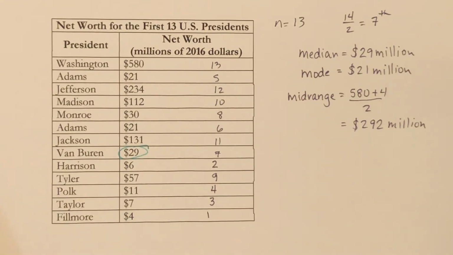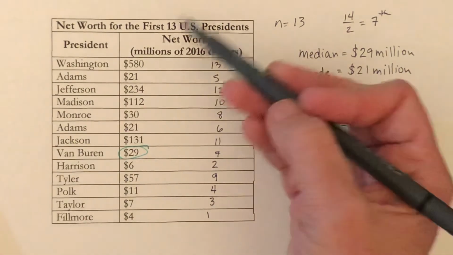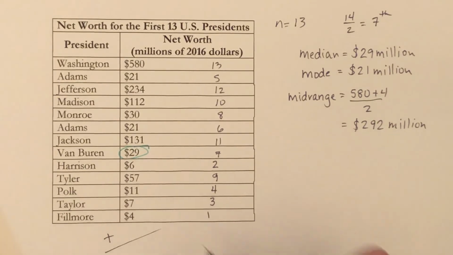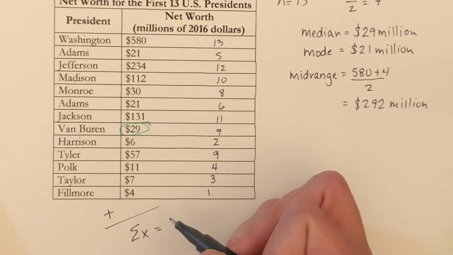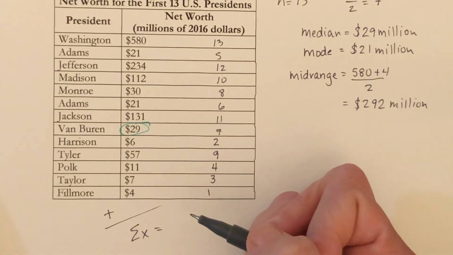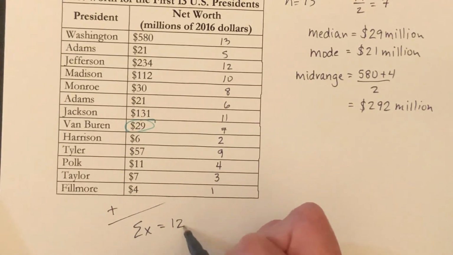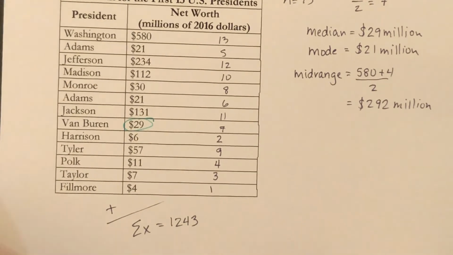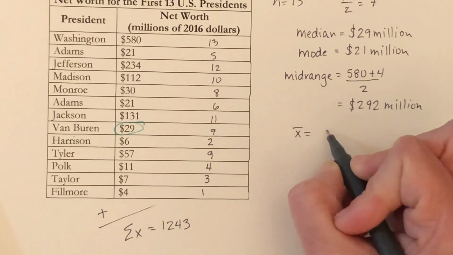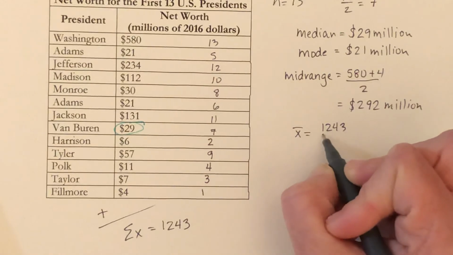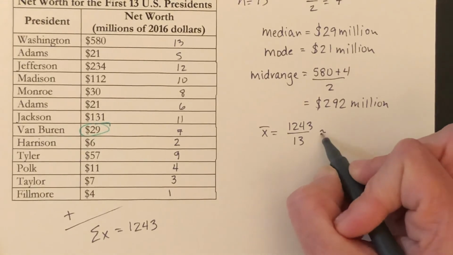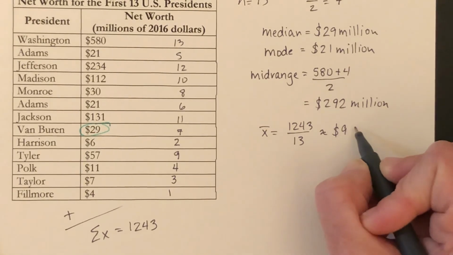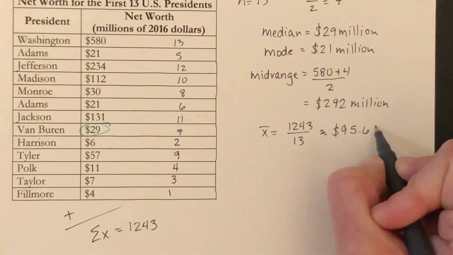And it's also likely to have a very strong influence on the mean. So we have our n value. We just need to add these up. If you add those up, then the sum of x is equal to 1,243. So the mean, 1243 divided by 13, which is approximately $95.6 million.